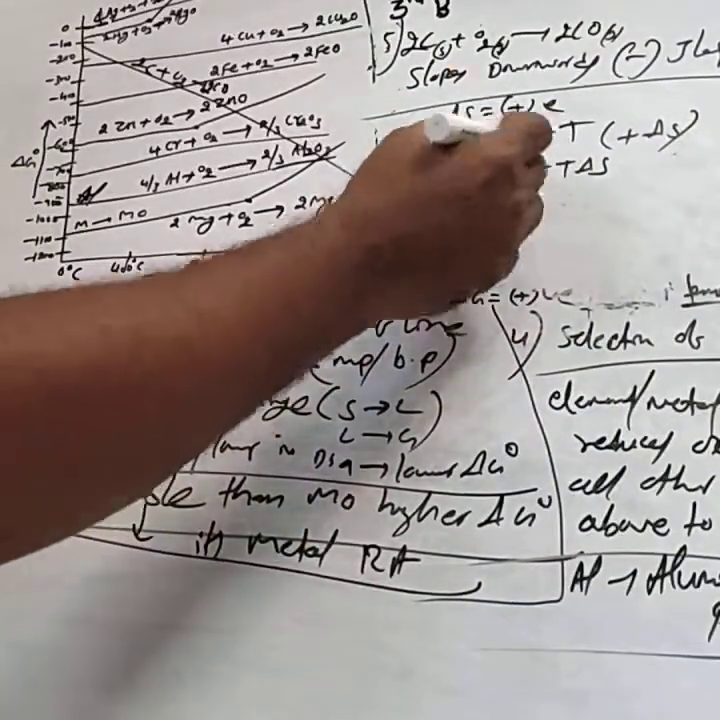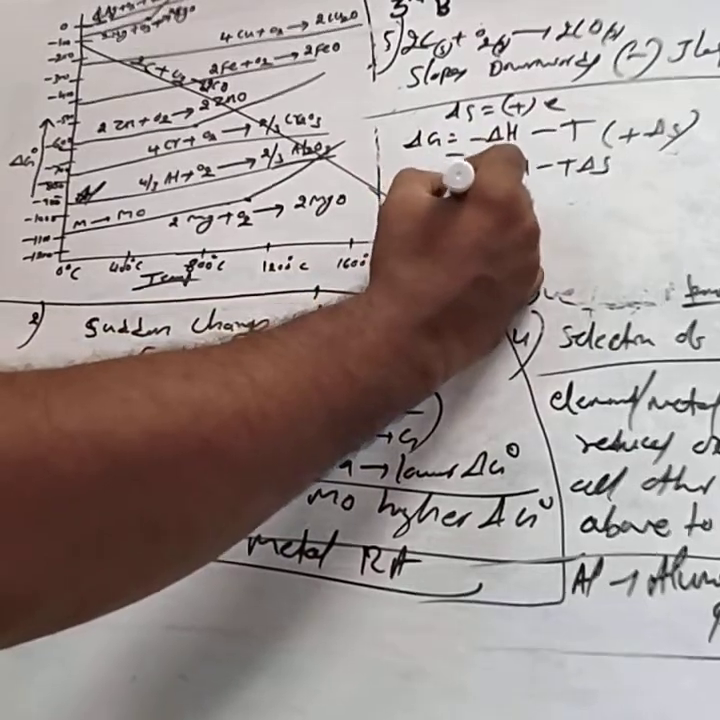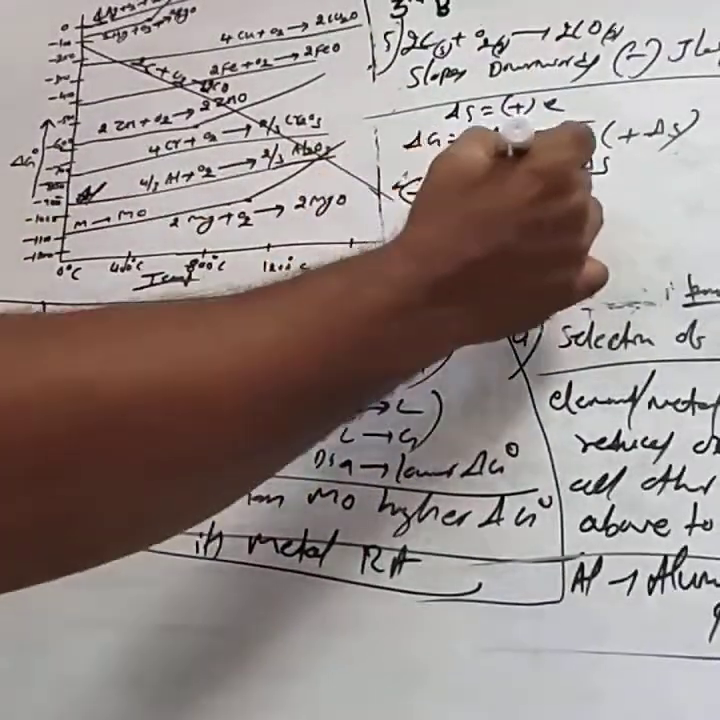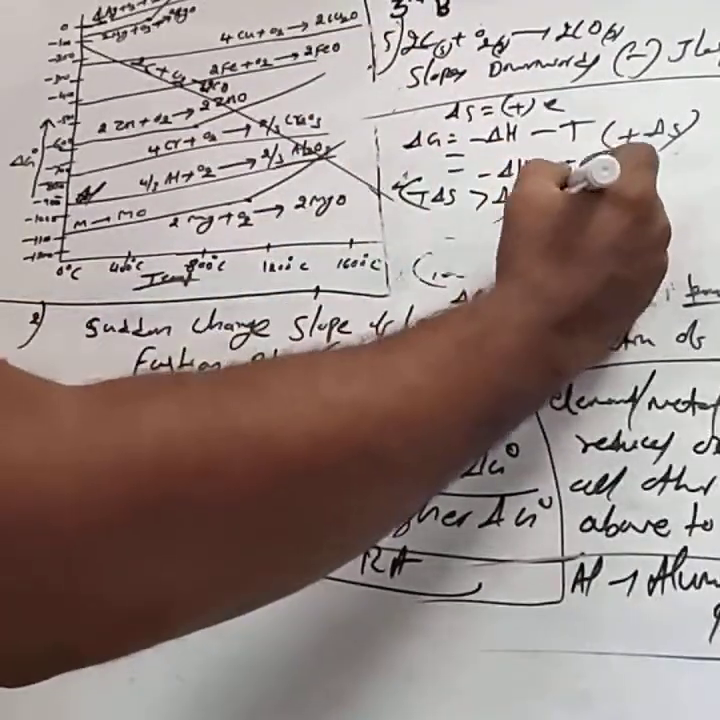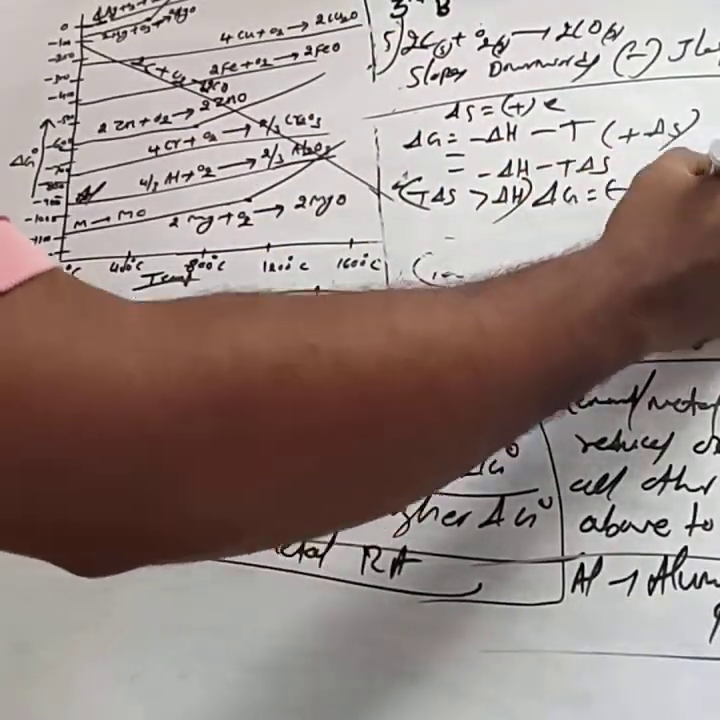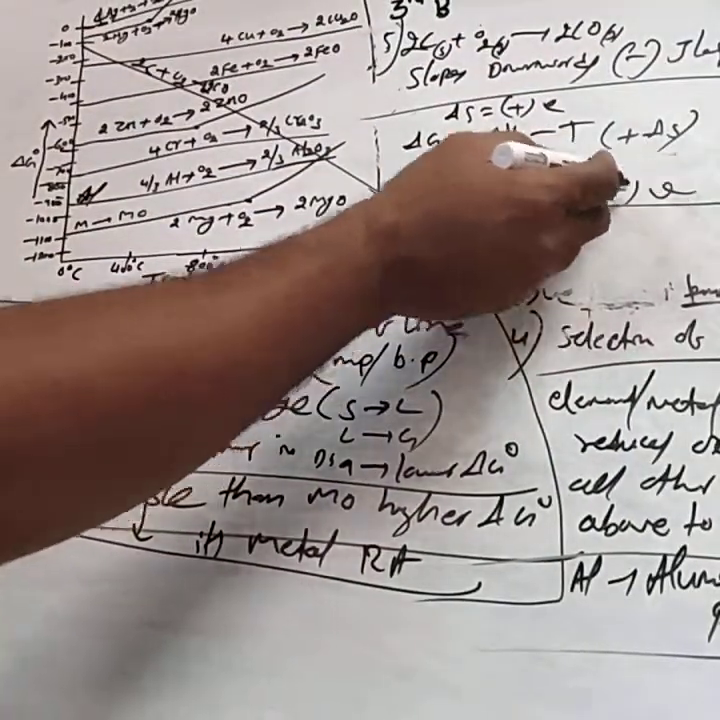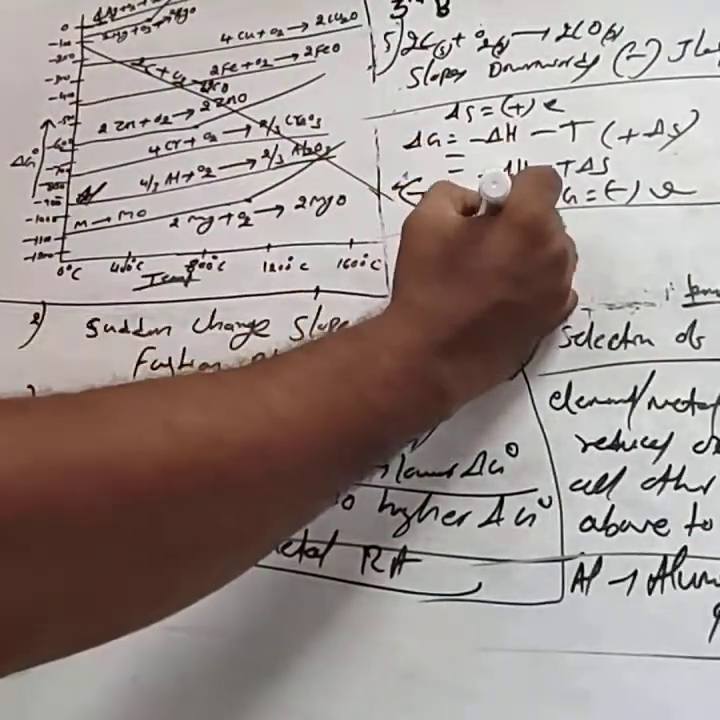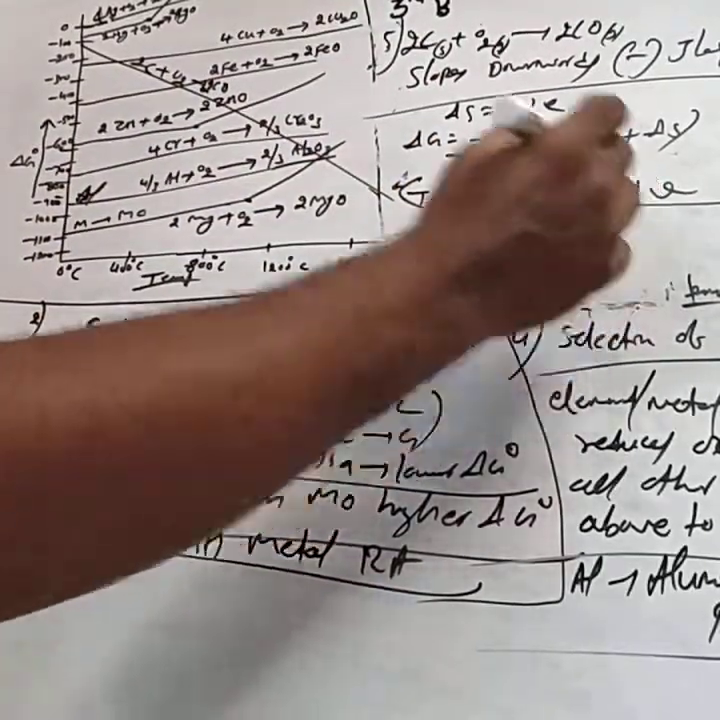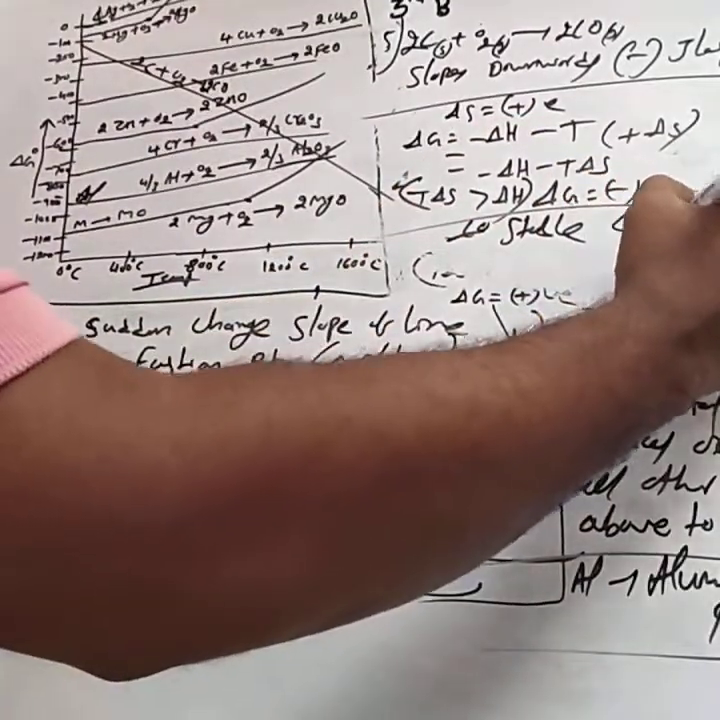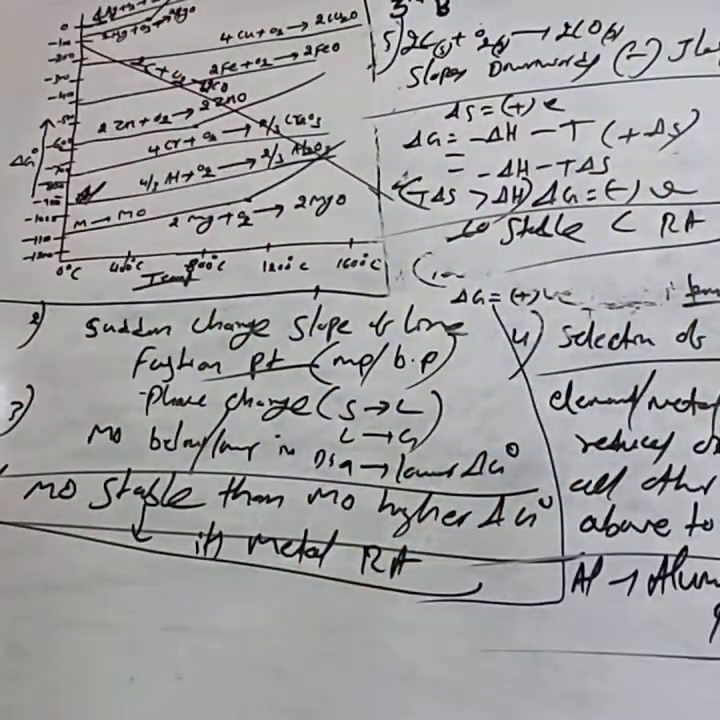At high temperature, that is, T delta S greater than delta H. If T delta S is greater than delta H, then delta G always becomes negative. Delta G negative means that CO is more stable. If CO is more stable, then C acts as a reducing agent.